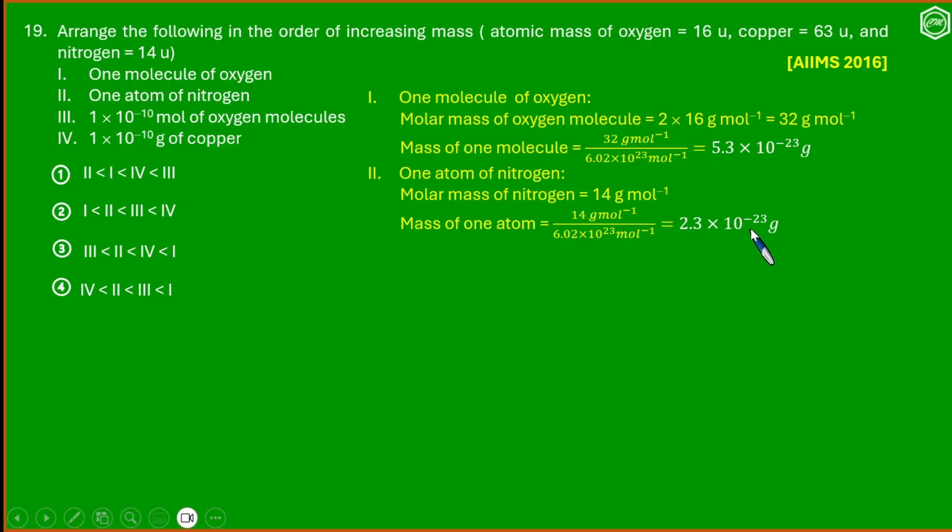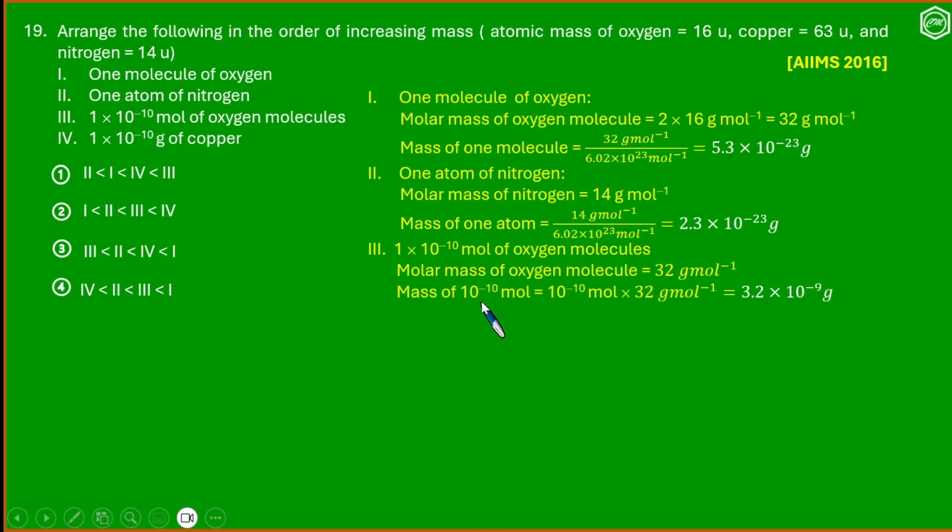Third one, 1 into 10 raised to minus 10 mole of oxygen molecules. Molar mass of oxygen molecule is 32 gram per mole. So mass of 10 raised to minus 10 mole is equal to 10 raised to minus 10 mole into 32 gram per mole. That is 3.2 into 10 raised to minus 9 gram. Then fourth one, 1 into 10 raised to minus 10 gram of copper. Mass of copper is 10 raised to minus 10 gram. Therefore, the order could be taken as option 1.